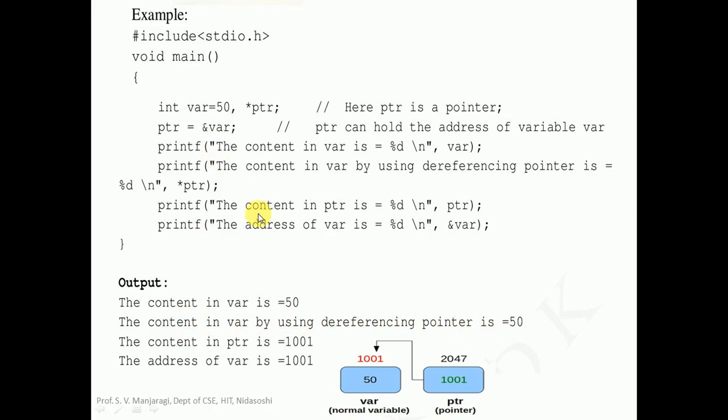Now the content of ptr: let us try to display the content of ptr. What is ptr holding? The value of ptr is 1001, which is the address of the integer variable var. So the content of ptr is 1001, and this value we are able to display. Now let us display the address of var using the ampersand operator. The address of var: here we take ampersand of var. Here also you should get the same address, that is 1001.